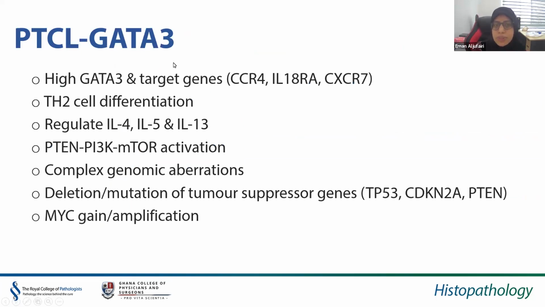A little bit more about each subgroup. From the name, the PTCL-GATA3, that's when you have more expression of GATA3 and all the target genes that it targets, including the CCR4 that we used in the immunohistochemistry classification. These usually are T helper type 2 cell differentiation. They regulate lots of cytokines, and they usually have lots of genomic aberrations, deletion of multiple tumor suppressor genes, including P53 and PTEN. They have a lot of MYC gain and amplification, and looking at all this genetics, no wonder these cases will behave worse, because they have complex genomics and autonomous growth, especially with MYC gene amplification and the deletion of P53.